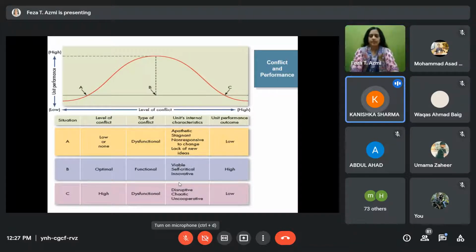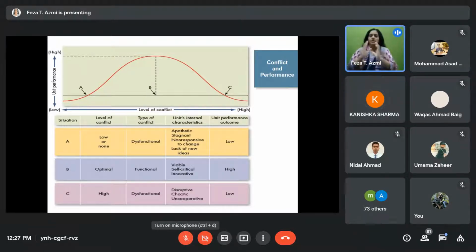When level of conflict is low, then the performance is less because there are no new ideas. But if there is too much conflict, then also it is bad because people will not work properly, so performance decreases. And when it is optimal, there is best performance. So at point A, what is happening? At point A, conflict is low or minimal, almost zero. So what is happening? Performance is also low. That is what it is, Kanishka?